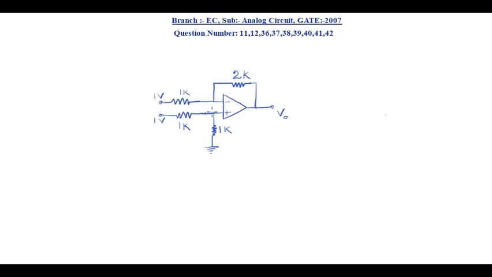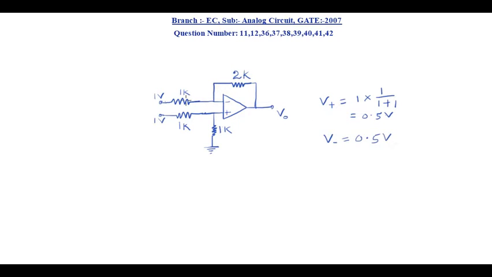So if we calculate the voltage at this point, that is V plus, by applying voltage division across this 1K and this 1K, we will get V plus to be 0.5 volt. So V plus is 1 into 1 by 1 plus 1, that is 0.5 volt. By the virtual ground concept, V minus will be equal to V plus. So V minus will also be 0.5 volt.